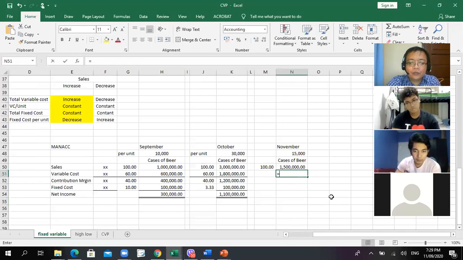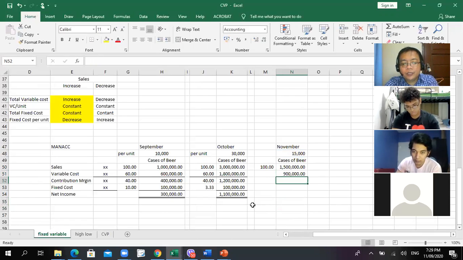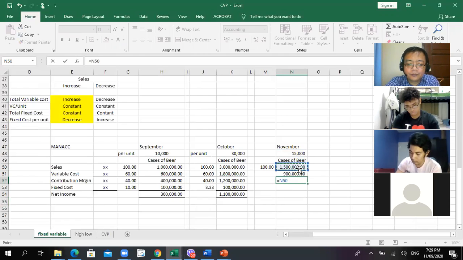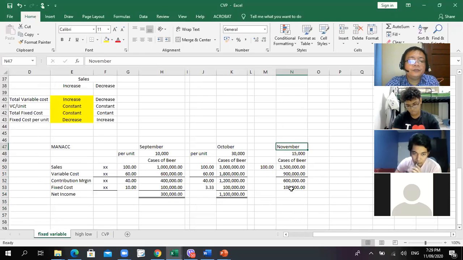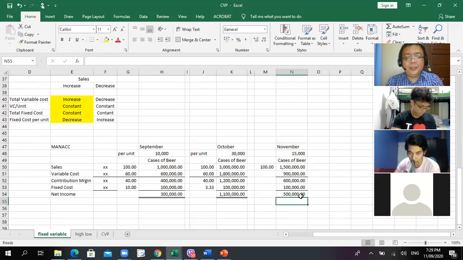Alright. How about the variable cost? Okay. You multiply it by this. You have 900. Alright. So malamang this is also 100,000. Diba? Alright. Ano nangyari? Bumaba ang beer mo, 30 to 15. 3 million to 1.5. Bumaba din. What happened to your variable cost? From 1.8 to 900. Bumaba ba ang ating variable cost? The answer is yes, bumaba.